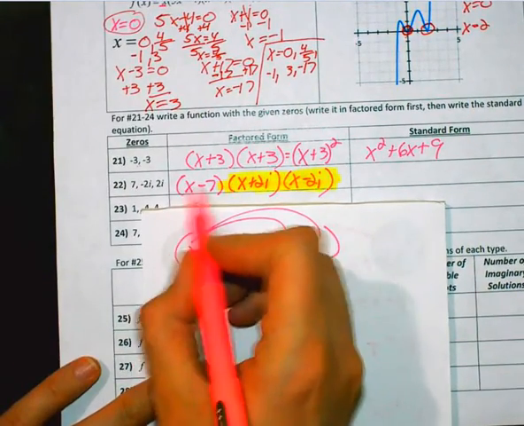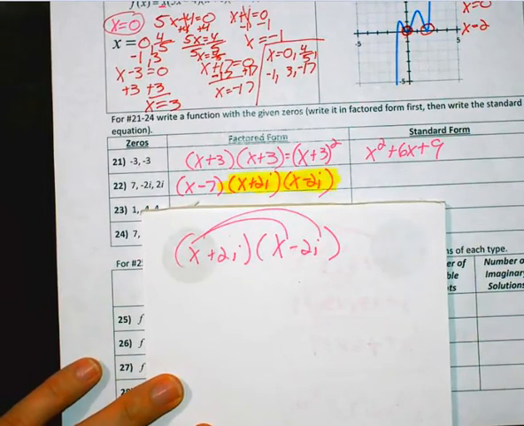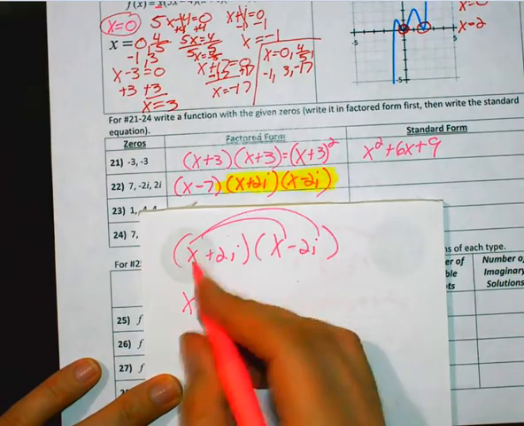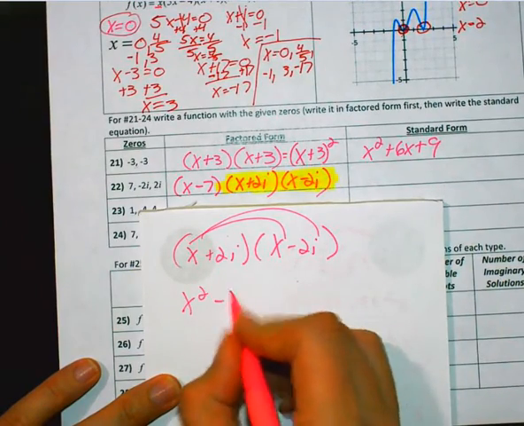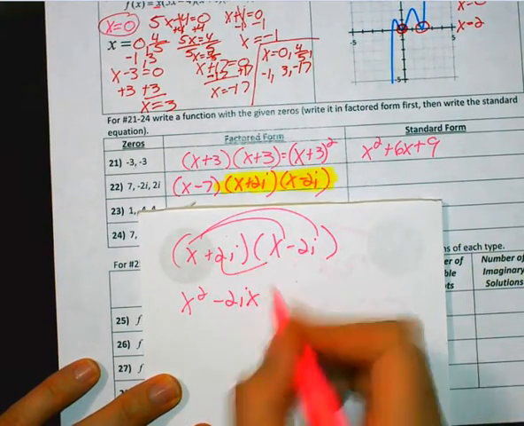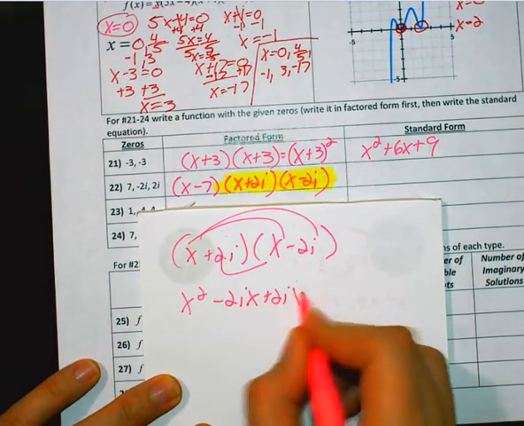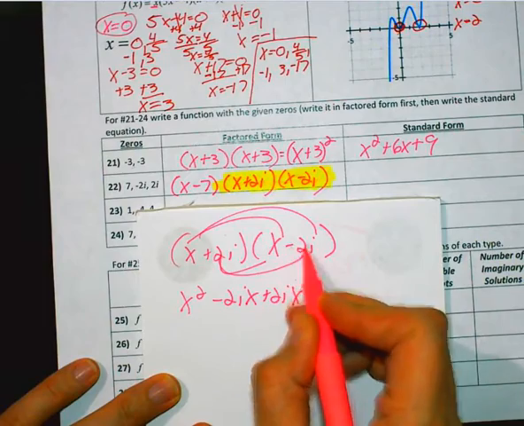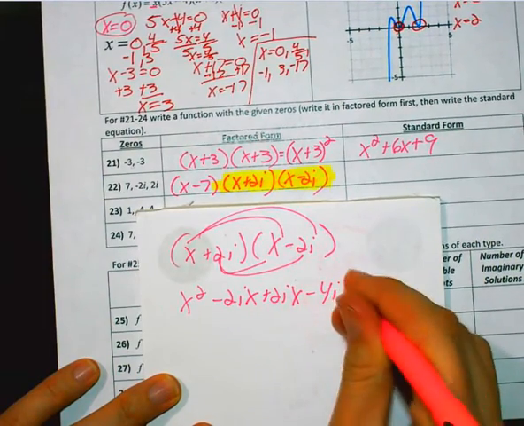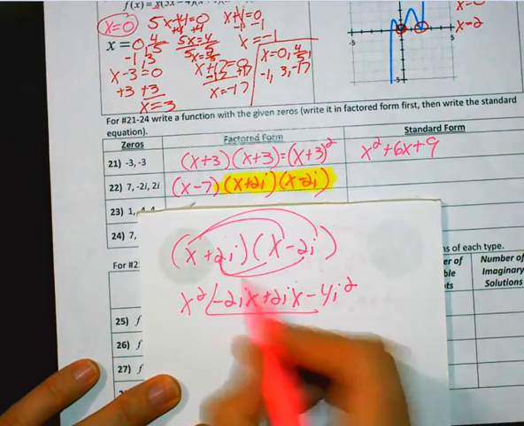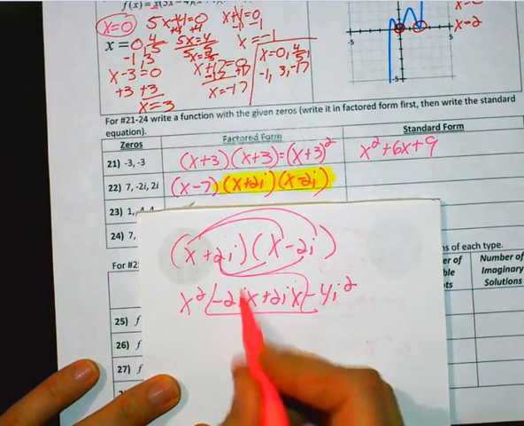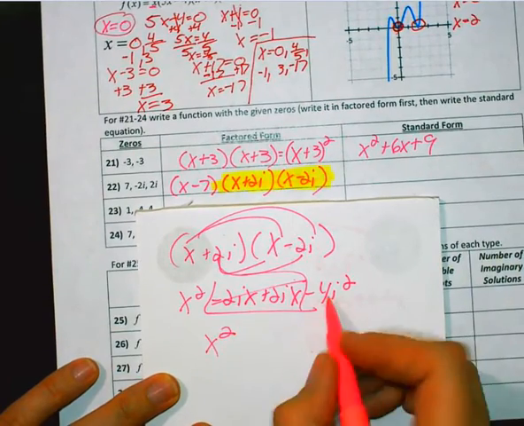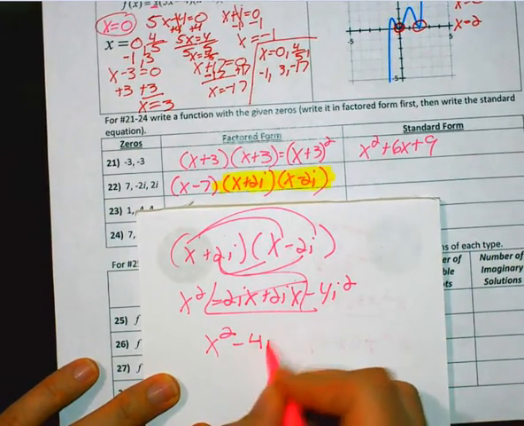Now that x plus 7, we're going to leave that alone for right now. So x times x is x squared. x times negative 2i is negative 2ix, plus 2ix. And then 2i times negative 2i is minus 4i squared. Notice here these two middle terms cancel out, because I have minus 2ix plus 2ix, so they go away. So I have x squared minus 4i squared.